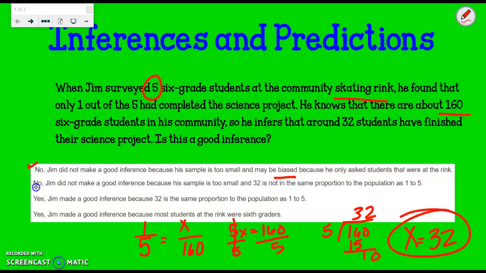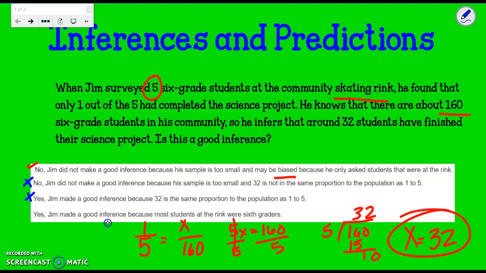And let's look at our other options. "No, Jim did not make a good inference because his sample size is too small and 32 is not the same proportion to the population as 1 to 5." Well, that's wrong because we saw that X is 32. His sample size is too small, but 32 is proportional. And then, "Yes, Jim made a good inference because 32 is the same proportion to the population as 1 to 5." That is true, but he didn't make a good inference because he didn't have a big enough sample size. And it was biased because he only asked people at the skating rink.